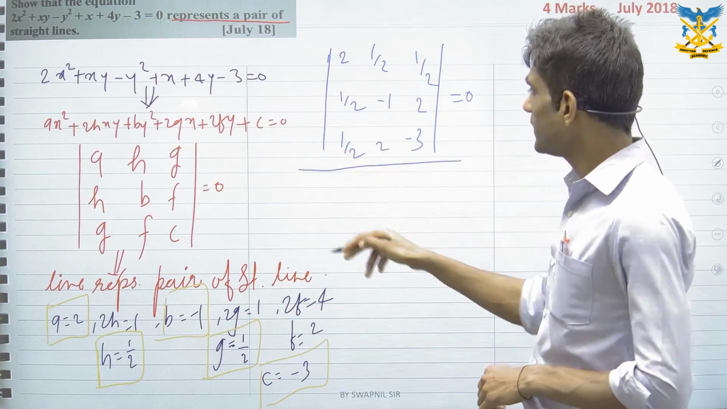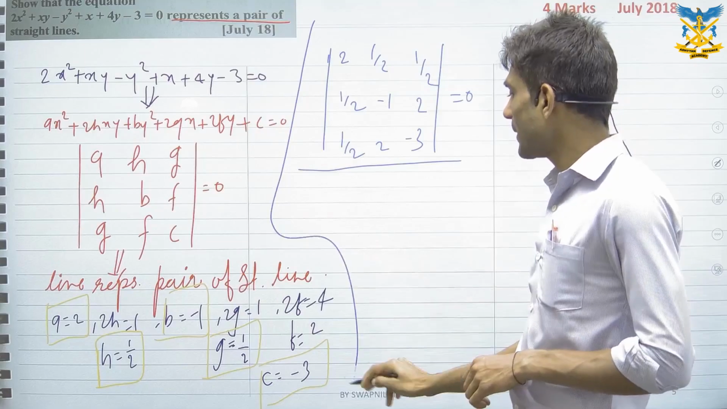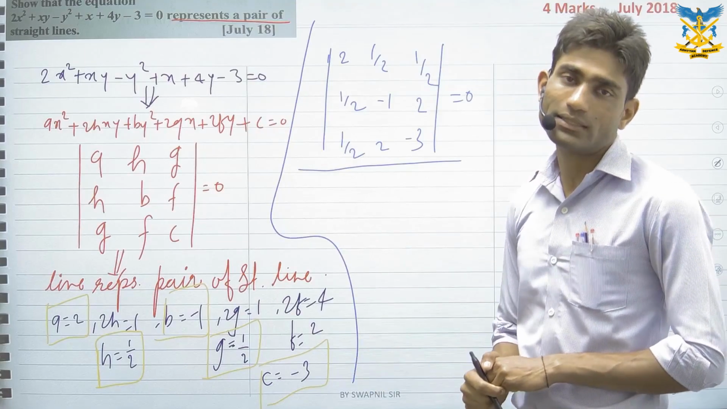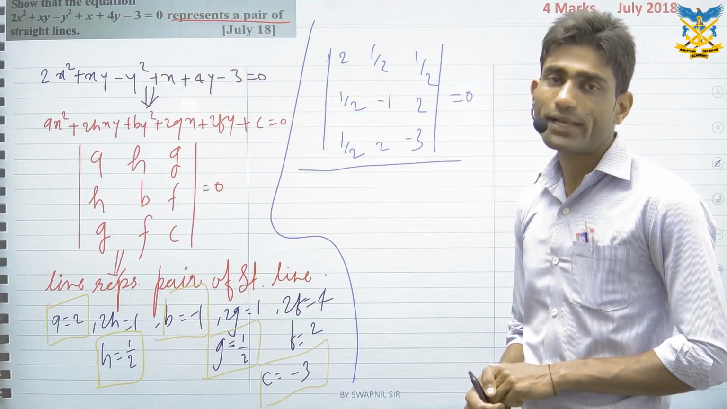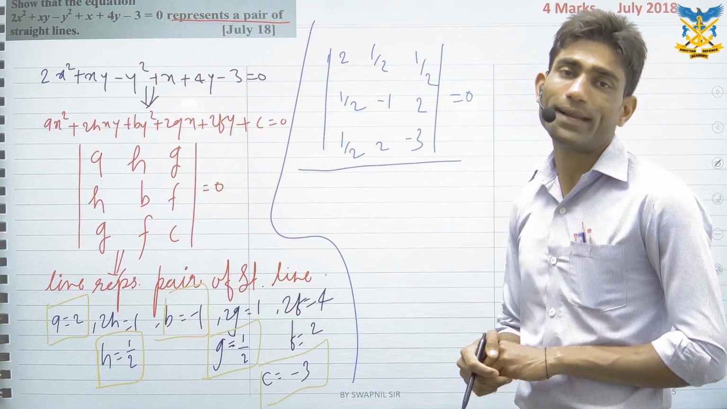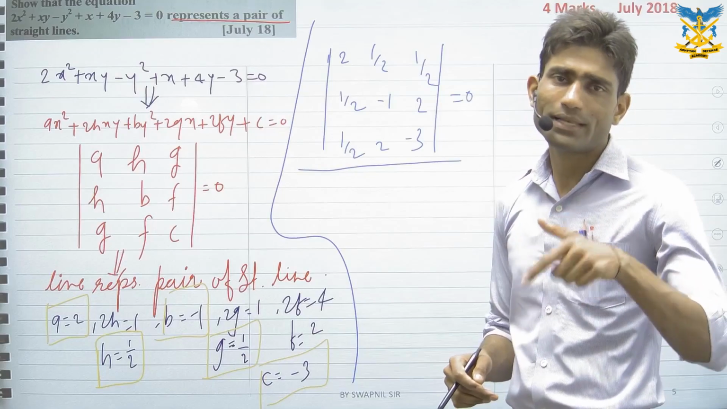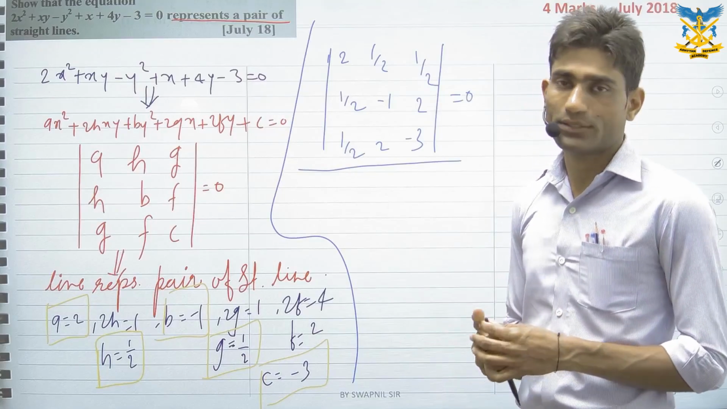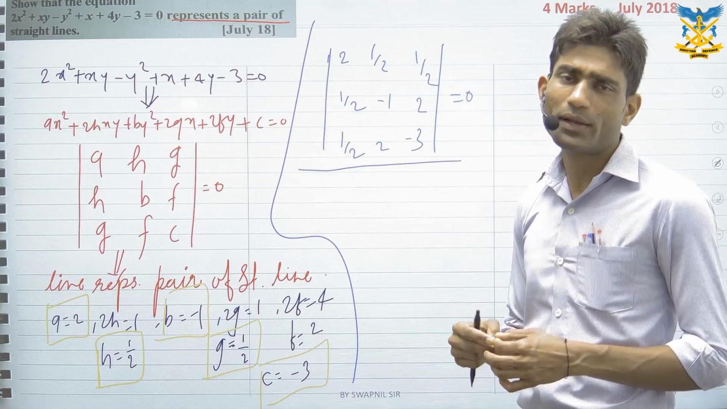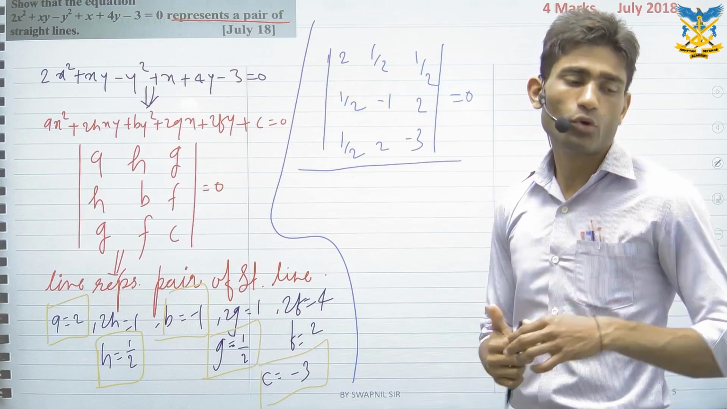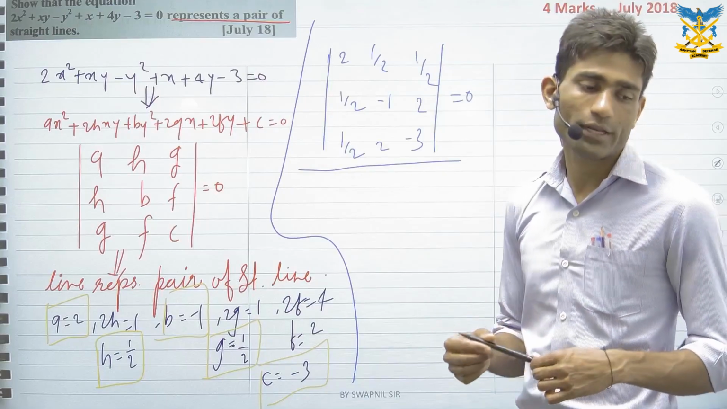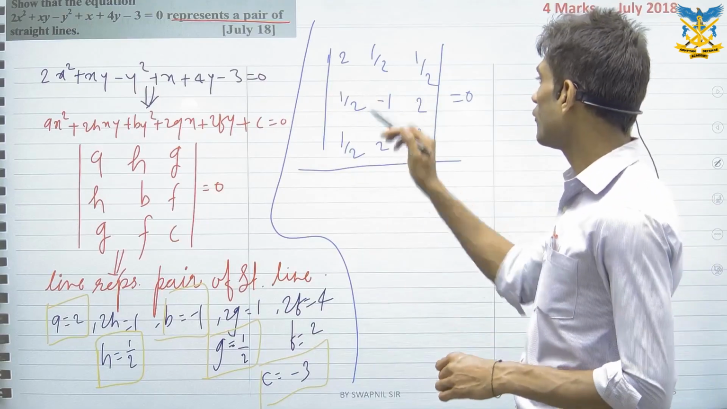Let's go for finding the 3 by 3 determinant. I'm expecting that you are all already familiar with the determinant and matrix chapter. If you have any doubt or difficulty with determinants and matrices, you may check my playlist. You will get more videos based on determinants and matrices. Even after that, if you are not able to understand, let me know in the comment section. I will come up with similar videos based on determinants and matrices.